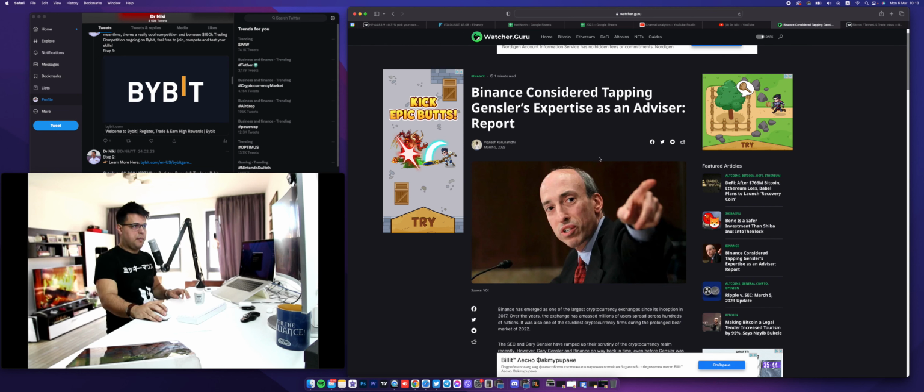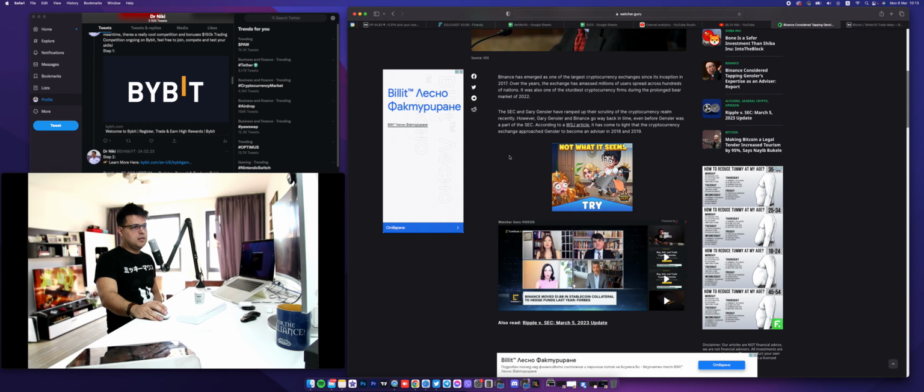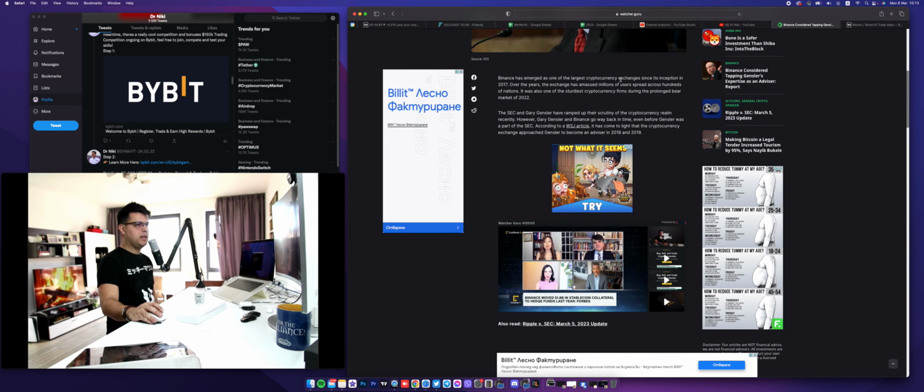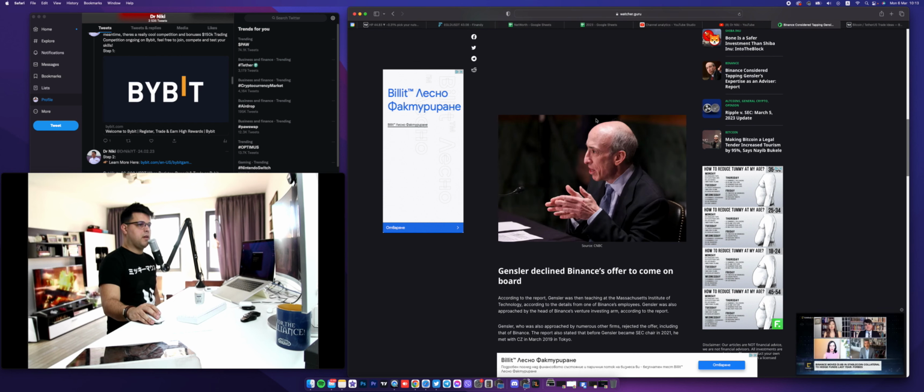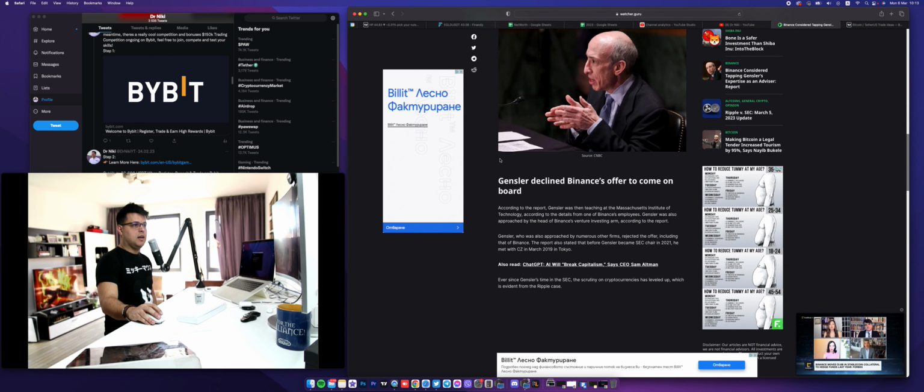Binance considers tapping Gensler's expertise as an advisor. It just considered it, but yeah, they're trying to play ball, and not really with the US in general. Binance has emerged as one of the largest cryptocurrency exchanges since its inception in 2017. Over the years, the exchange has amassed millions of users spread across hundreds of nations. It was also one of the sturdiest cryptocurrency firms during the prolonged bear market. It managed to survive, most didn't.